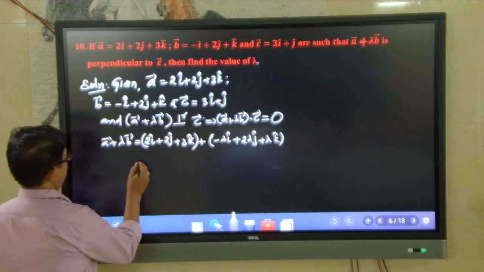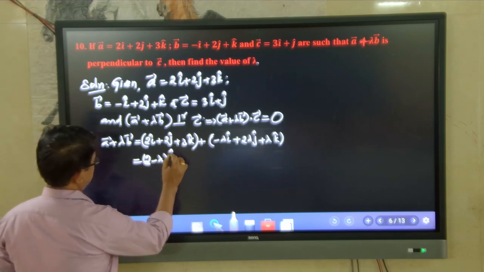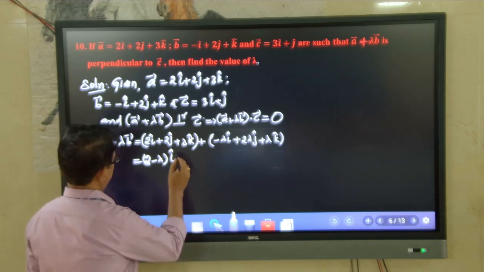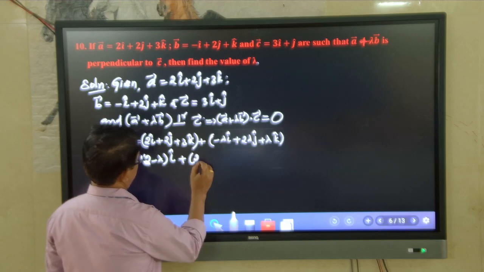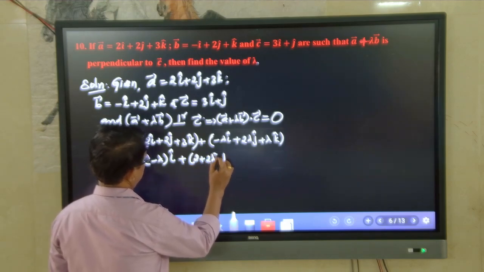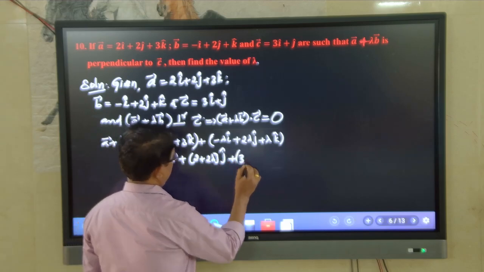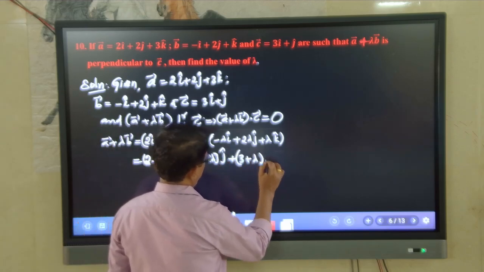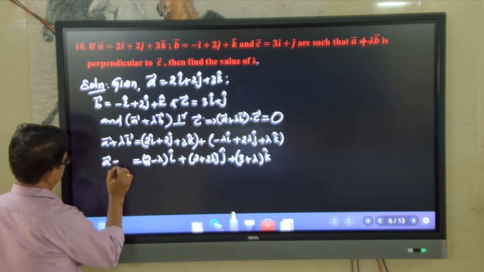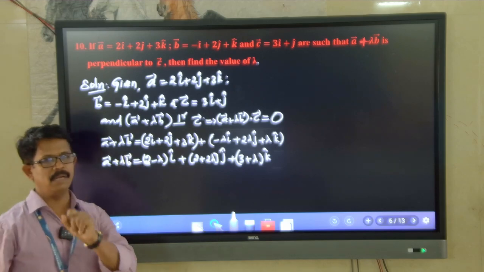That is equal to (2 − λ) i cap, correct? I take i cap as common. Next, plus (2 + 2λ) j cap, correct? Plus (3 + λ) k cap. This is what? a + λb vector, consider as a single vector.